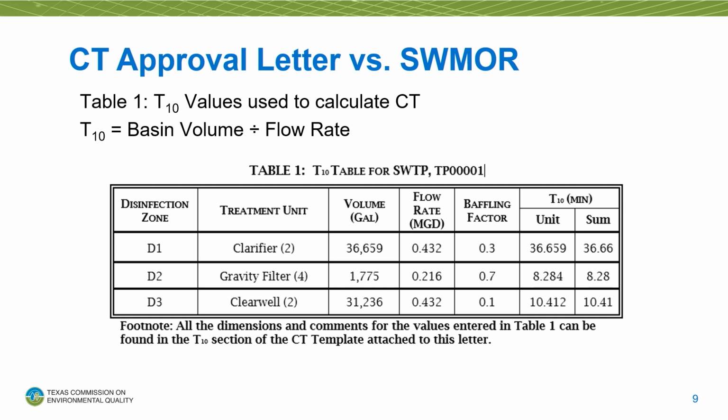So this just tells you, this will be useful just to know, like, okay, here's what we have at the plant and how it's all laid out once we're disinfecting and how it basically comes together. And then a footnote on this table just tells you that all the dimensions and comments for the values entered can be found in your T10 section of the CT template. So that means if you're wondering where these numbers came from, like where did we get the volume, where did we get the flow rate, it's all notated in the template.